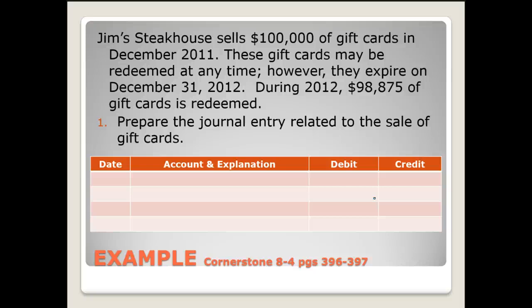So first, let's prepare the journal entry related to the sale of the gift cards. Well, they sold $100,000 of gift cards, and they did that during the month of December. So I'm going to say December 2011. I'm going to make a journal entry where they received cash of $100,000. So that's a debit to cash, because that's how much individuals gave them for the gift cards during that month. And then I'm going to record a liability in the unearned revenue account for the exact amount of the sales.